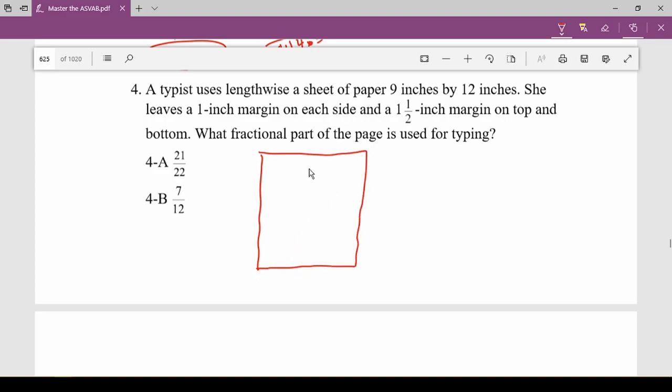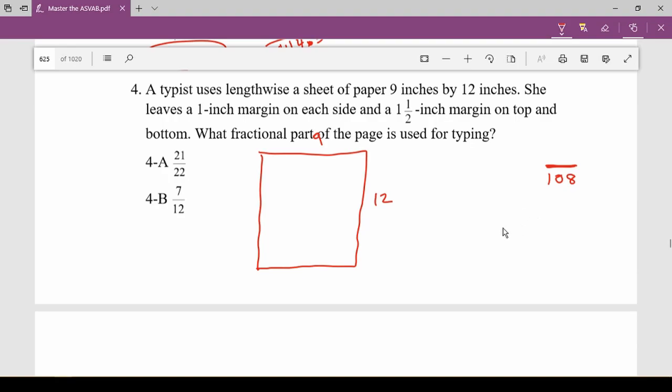Okay, so we know this paper is 9 inches wide by 12 inches tall. So the first thing I'm going to do is find the area of this right away. This is going to be our denominator. And 9 times 12 is 108.